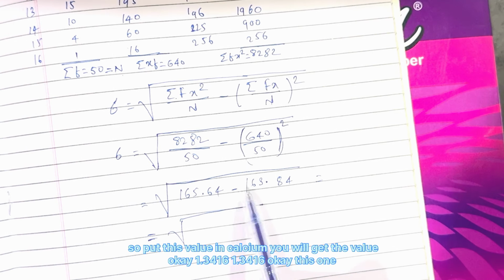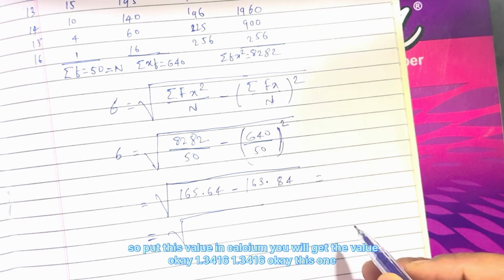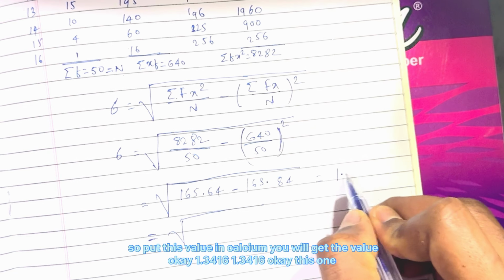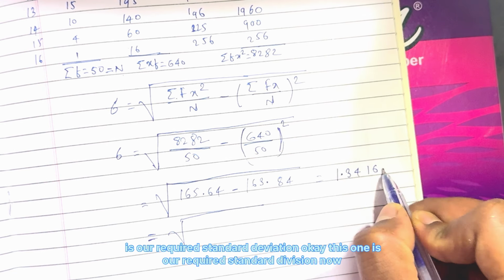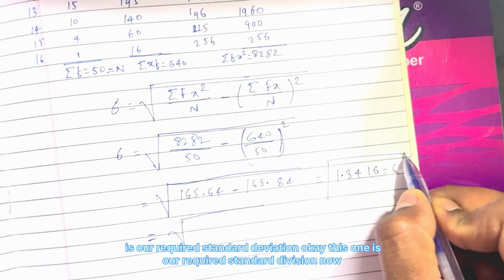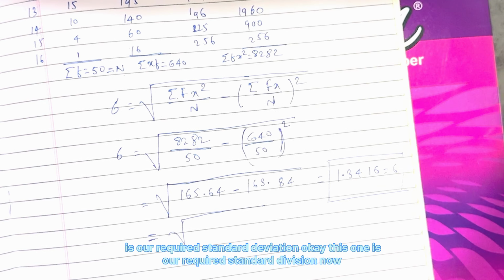So put this value in the calculator and you will get the value: 1.3416. This one is our required standard deviation.